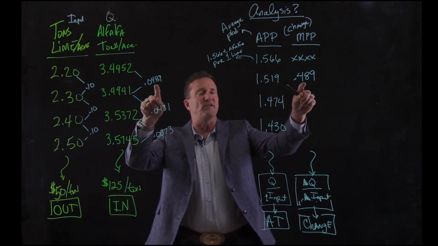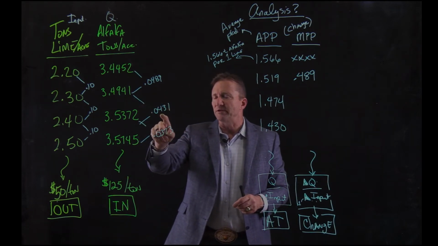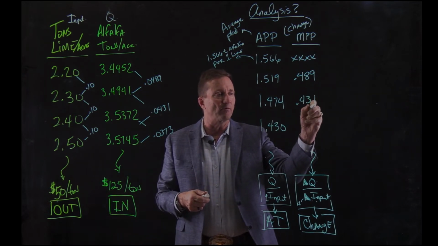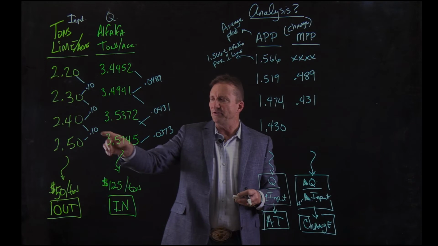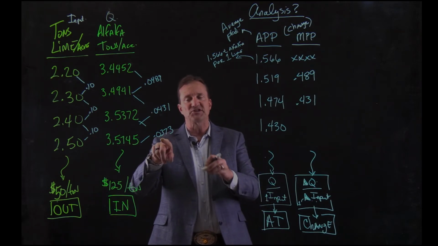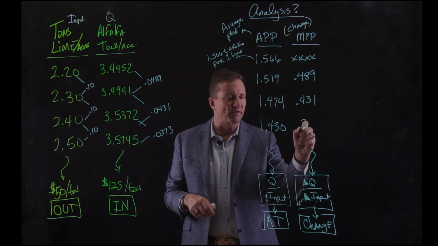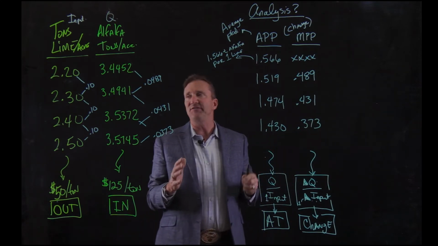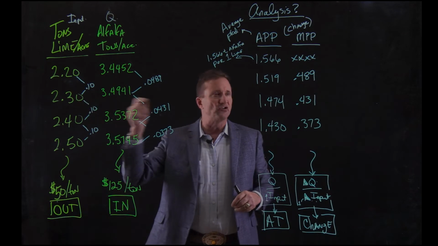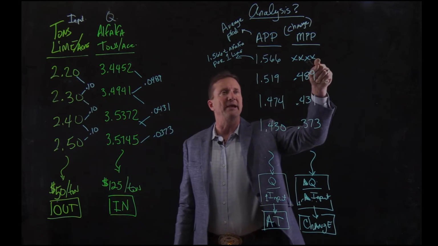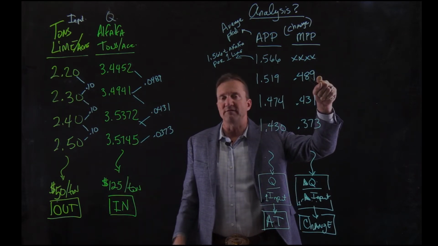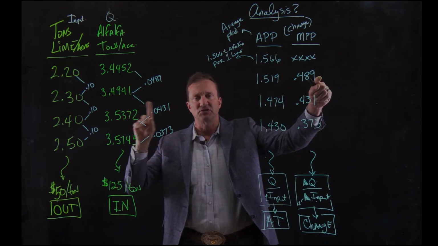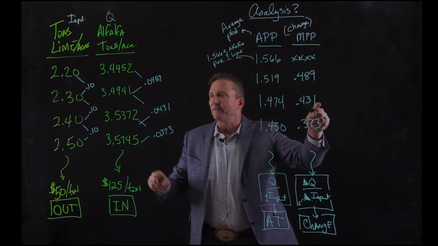So we've already done this first one. What's the next one? 0.0431 divided by that. That is a 0.431. And then you do your next one, 2.4 to 2.5. That's 0.0373. That's just 0.373. So now what we know is that if you change from 2.2 to 2.3, you go from a level that brings you 0.489 tons of, again, alfalfa per how many tons of lime? Just 1.